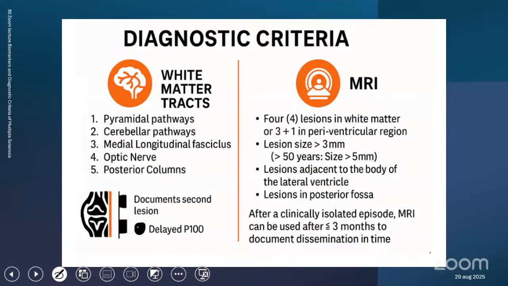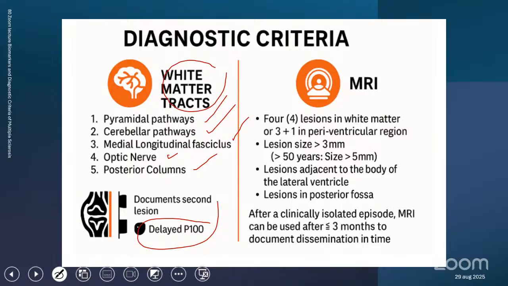And diagnosis is based on white matter tracts: pyramidal pathways, cerebellar pathways, the medial longitudinal fasciculus that leads to internuclear ophthalmoplegia. We discussed at length the optic nerve, the posterior columns. So these lesions are documented. The second lesion, if they have a P100 latency prolongation.